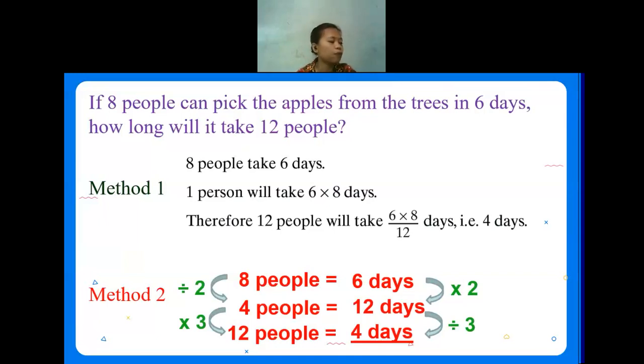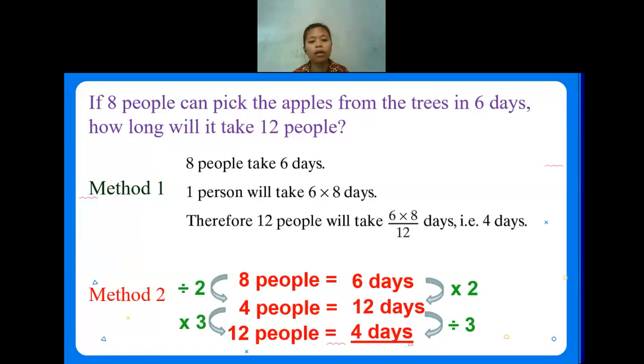Something like that. So to make it easier, I will just discuss the worked example in your textbook, page 54. In here, 8 people can pick the apples from the trees in 6 days. And then what will happen if there are 12 people? If there are more people, what do you think? Will the number of days be getting lesser or getting more? What do you think?